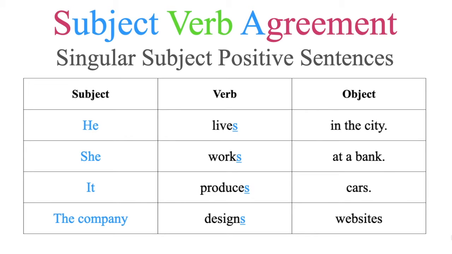Here we are. So this is what a singular subject positive sentence looks like. A singular subject means one thing. If you look here, we've got one person, he, one person, she, or one thing or object, it. And when we use this, we're going to put an S at the end. So he lives, she works, it produces, the company designs.